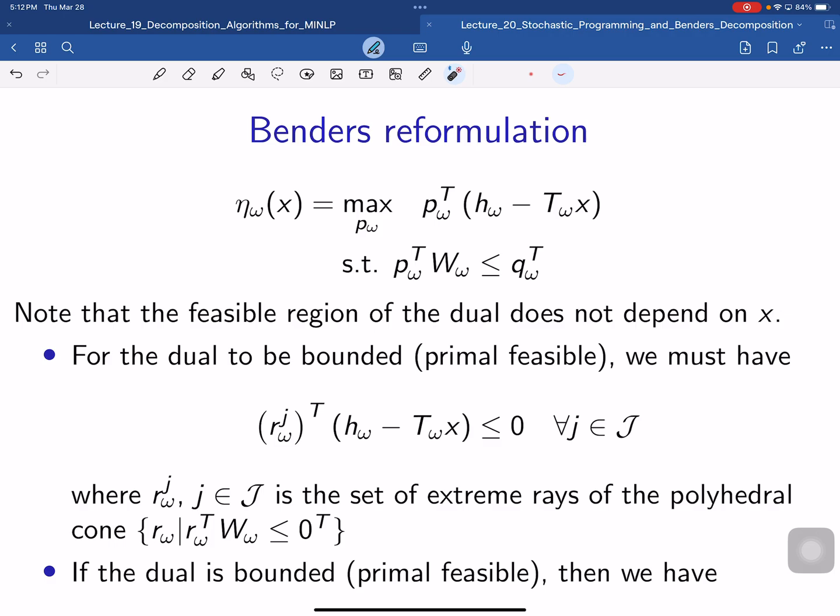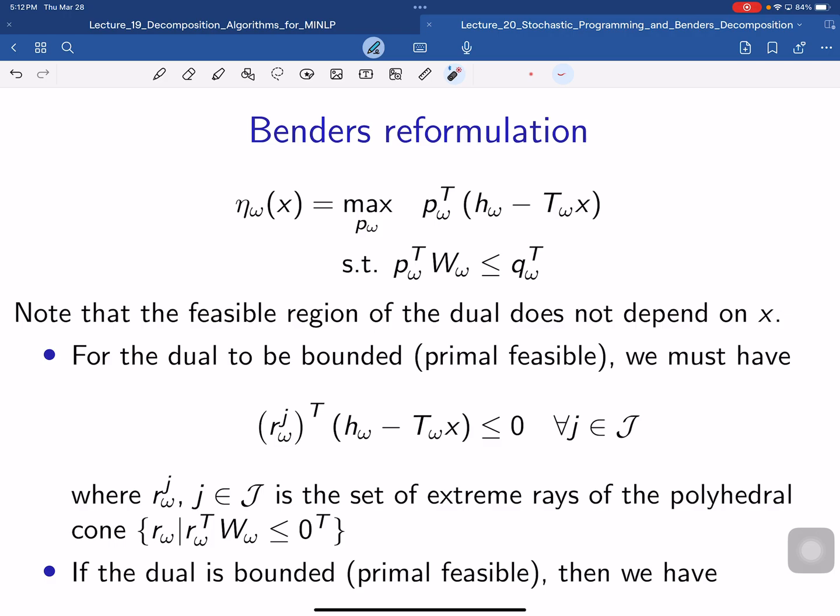Is that clear? Maybe. Yeah. So again, the trick is the following, right? The feasible region of the dual is independent of x. Okay. So that is saying that the extreme rays of this feasible region don't depend on x, and then you can characterize a finite number of extreme rays.